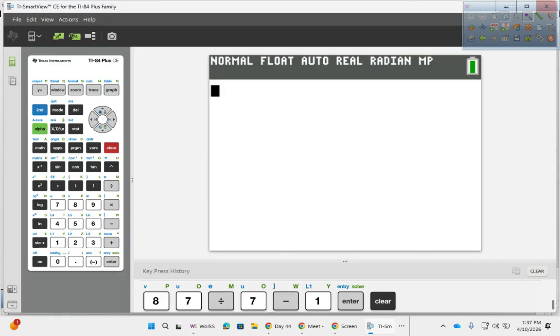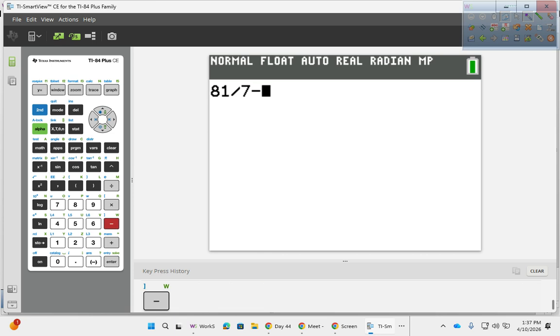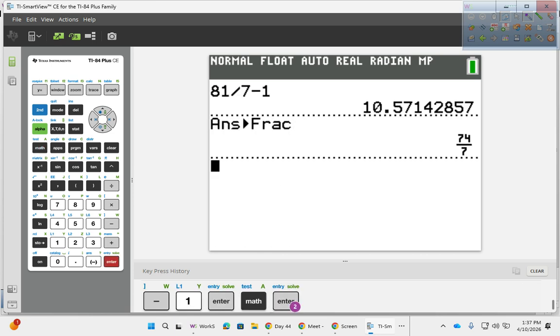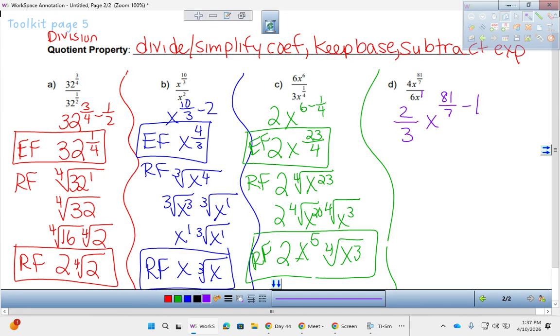81/7 from 1. So 74/7. My exponential form is 2/3 to the 74/7. Now this part might be a little tricky because normally I say how many fractions are there, and then that's how many roots there are. There are actually 2 fractions here, but there's only 1 root. That 2/3 isn't an exponent, right? The fraction has to be an exponent to be a root.